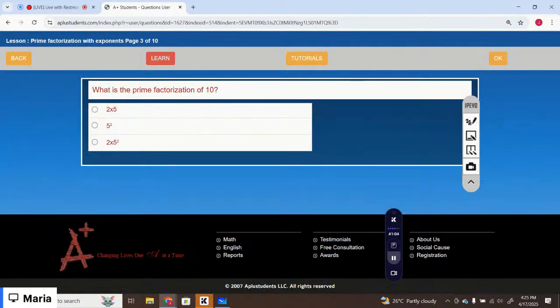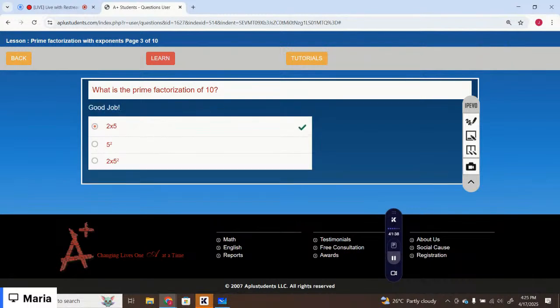What is the prime factorization of 10? That is 2 times 5. Option number 1 is the correct option. 2 times 5 is 10.